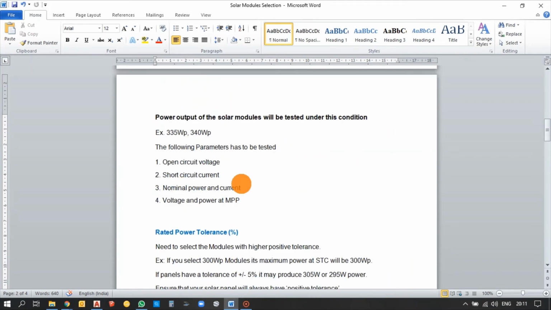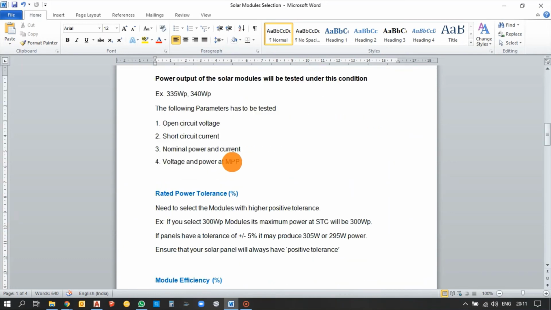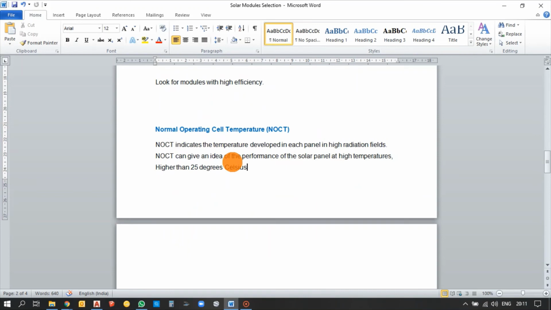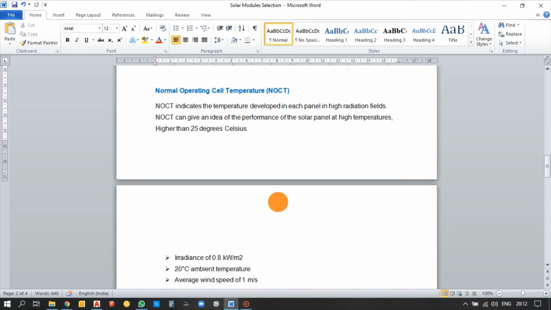As with the STC, we have seen the temperature, the radiation from the sun, and the air mass. So these three parameters also affect the normal operating cell temperature. The irradiation is 0.8 kilowatt per meter square, with 20 degrees of ambient temperature and an average wind speed of 1 meter per second. These are the parameters which affect the normal operating cell temperature.